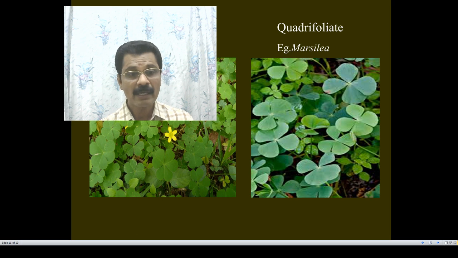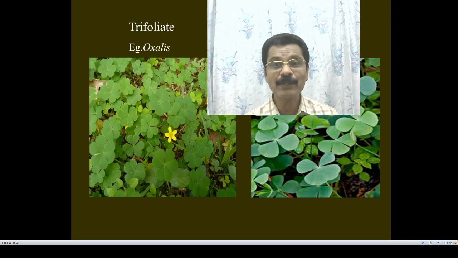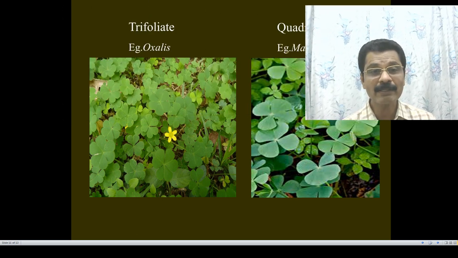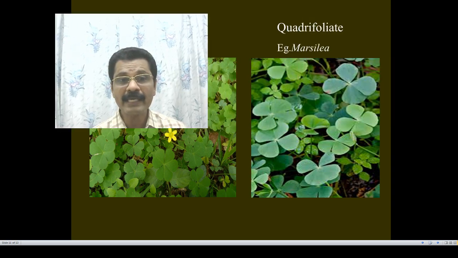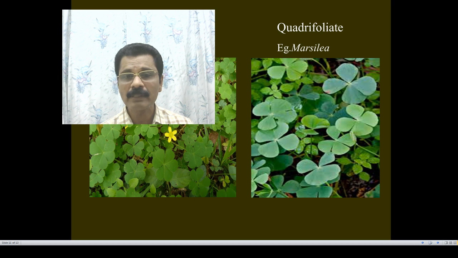See, trifoliate compound leaf, palmately trifoliate leaf. Example, oxalis. See, you can see three. Tri means three. Three foliate, three leaflets are there. Then quadrifoliate, as in the case of Marsilea, four leaflets are there. Depending upon the number of leaflets, the palmately compound leaves are of different types.